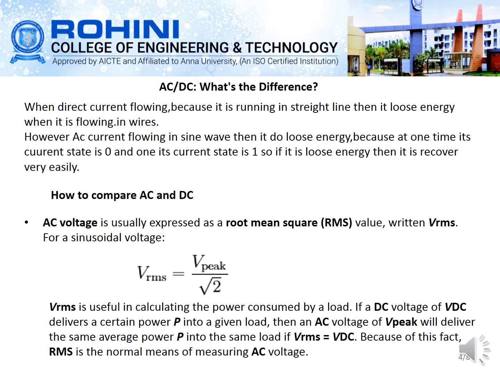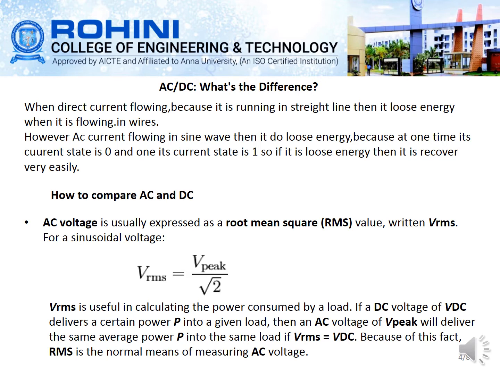And you can find the difference between AC and DC. When direct current is flowing in a straight line, it loses its energy while flowing in wires. When AC current flows in a sine wave, it also loses its energy, because at one time its current state is 0 and at another time it can be 1. If the lost energy has to be recovered, it can be recovered easily.